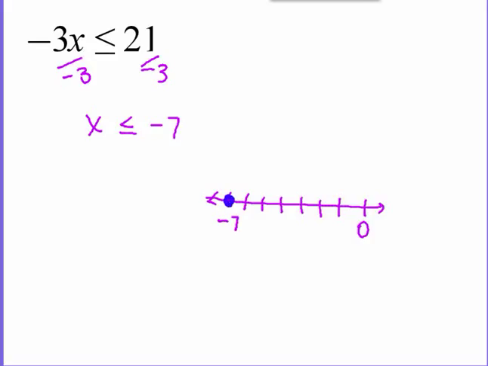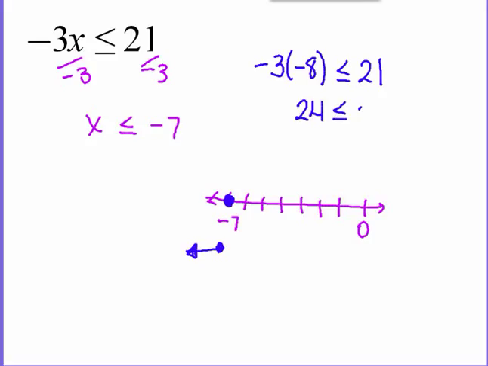So let's think, what would be a value to the left of negative 7? Negative 8. Okay, so let's think about that. If I plug in negative 8 for x, because according to you, we were going to shade this way, negative 8 would be a value there. If I plug negative 8 in, what's negative 3 times negative 8? Positive 24. Is that a true statement? No, it's not.